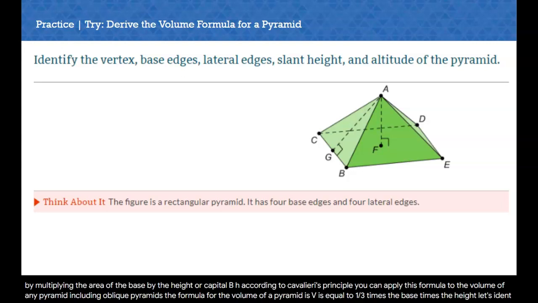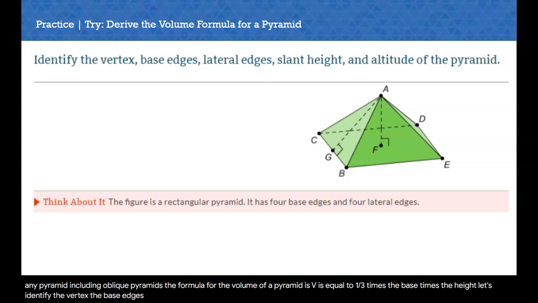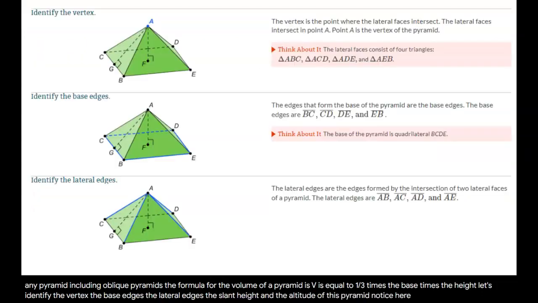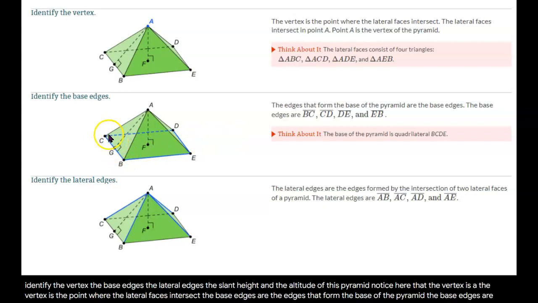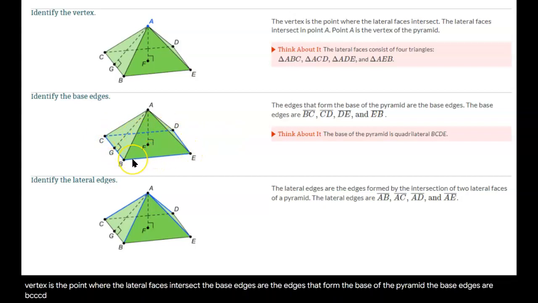Let's identify the vertex, the base edges, the lateral edges, the slant height, and the altitude of this pyramid. Notice here that the vertex is A. The vertex is the point where the lateral faces intersect. The base edges are the edges that form the base of the pyramid. The base edges are BC, CD, DE, and EB.